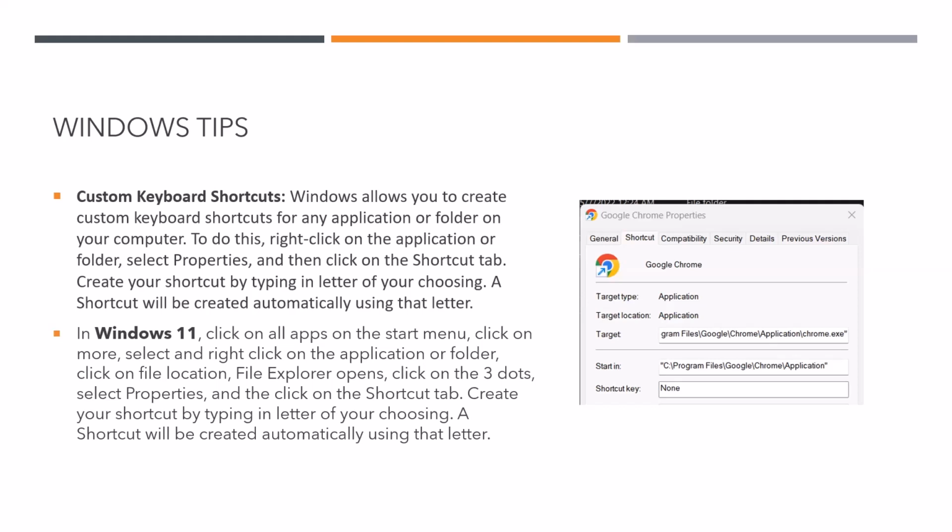In Windows 11, it's a little bit more convoluted. You can click on All apps on the Start menu and then click on More, right-click on the application or folder, and then click on File location. File Explorer opens, click on the 3 dots, select Properties, and then click on the Shortcut tab. And again, create your shortcut by typing in any letter of your choosing, and the shortcut will be created automatically using that letter.